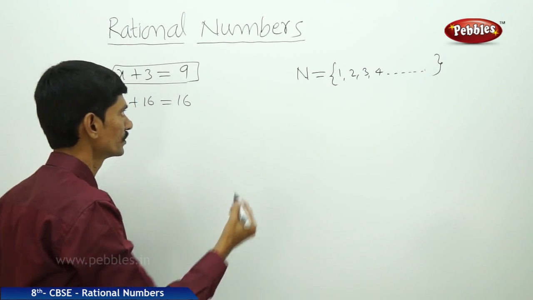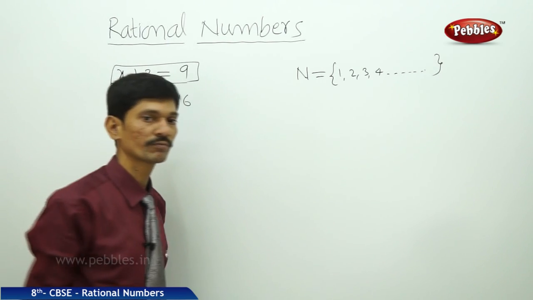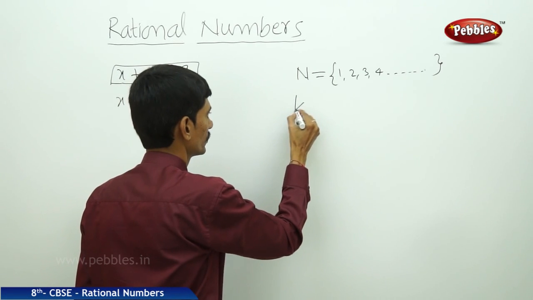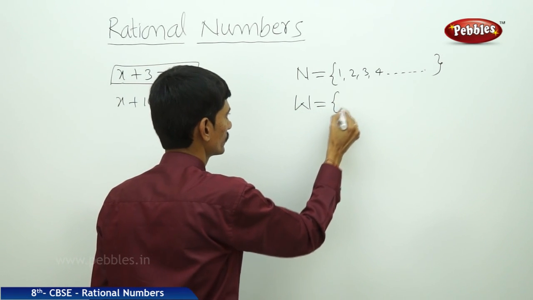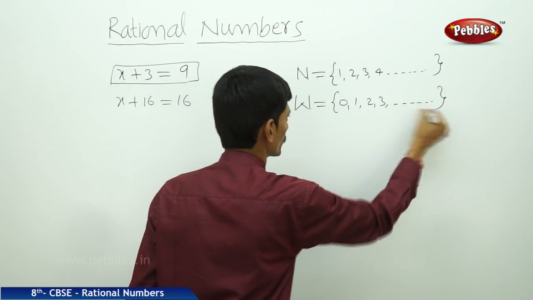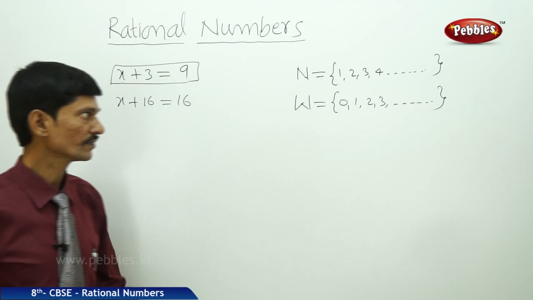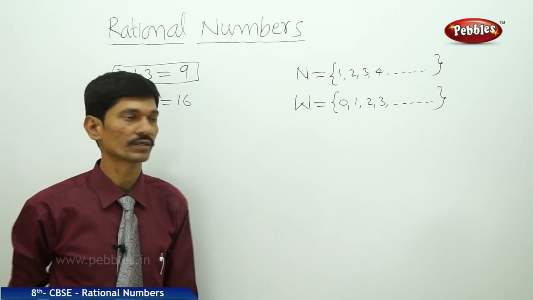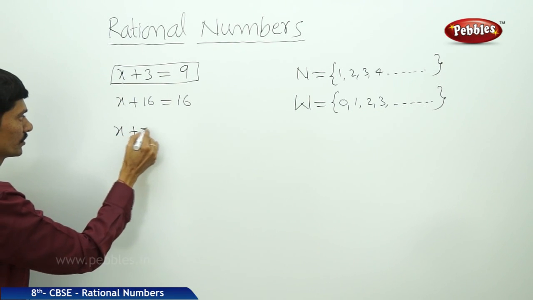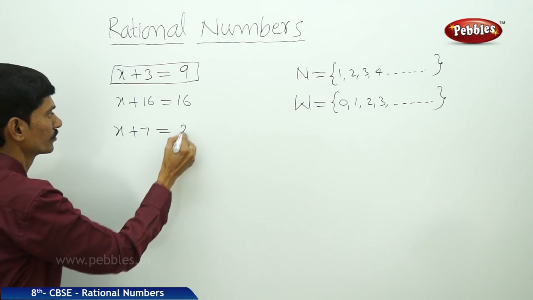If you put 0 in the set of natural numbers, this will become whole numbers. Whole numbers are denoted by W, equals 0, 1, 2, 3 and so on. The smallest whole number is 0, but there is no largest whole number. Next, let us take another equation, like x plus 7 equals 2.